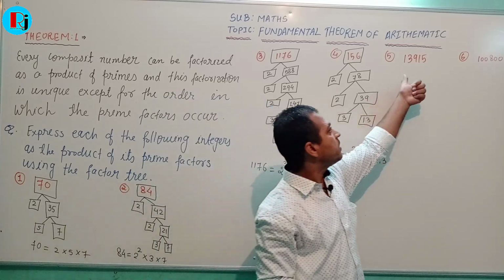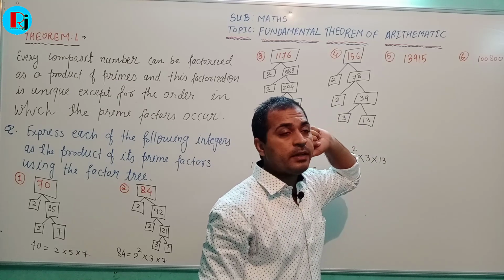Similarly, 13,915 can be factorized by factor tree.